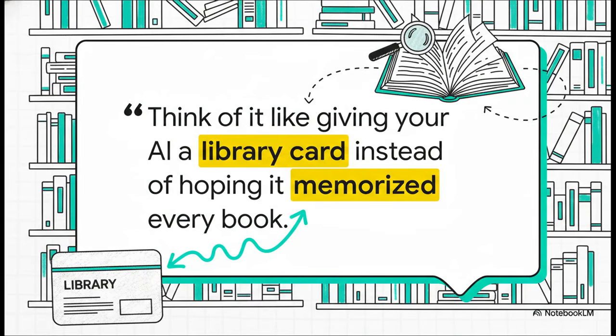I love this analogy because it's just perfect. RAG doesn't expect the AI to have memorized the entire internet. No way! Instead, it gives it a library card and teaches it how to find the right book on the right shelf at exactly the right time.